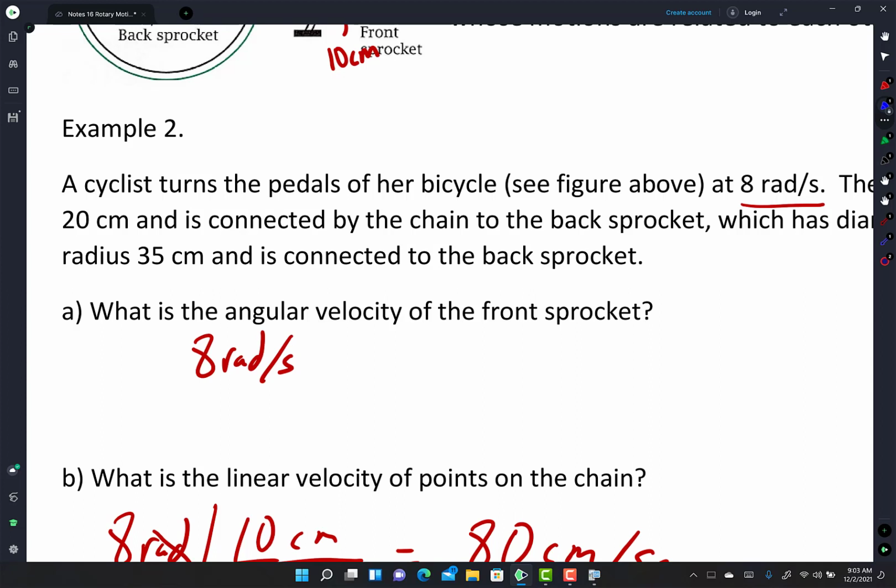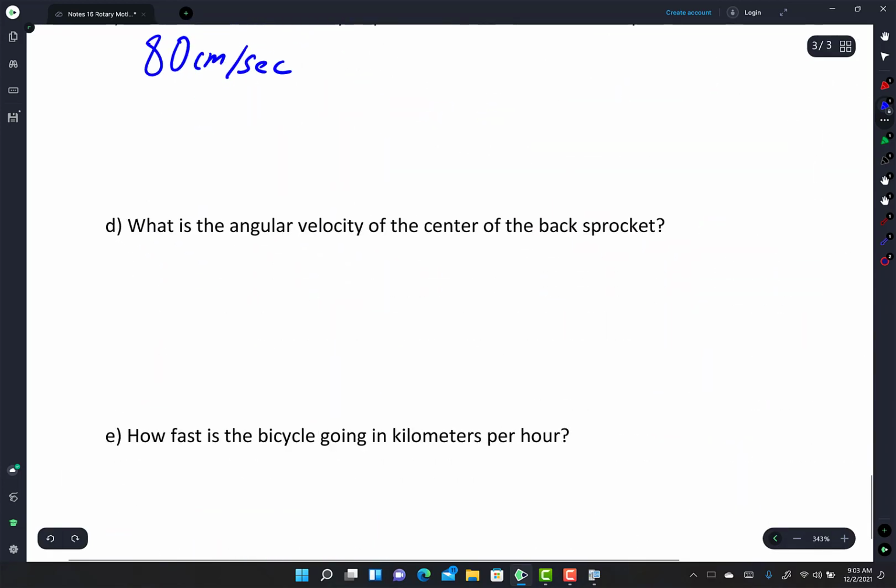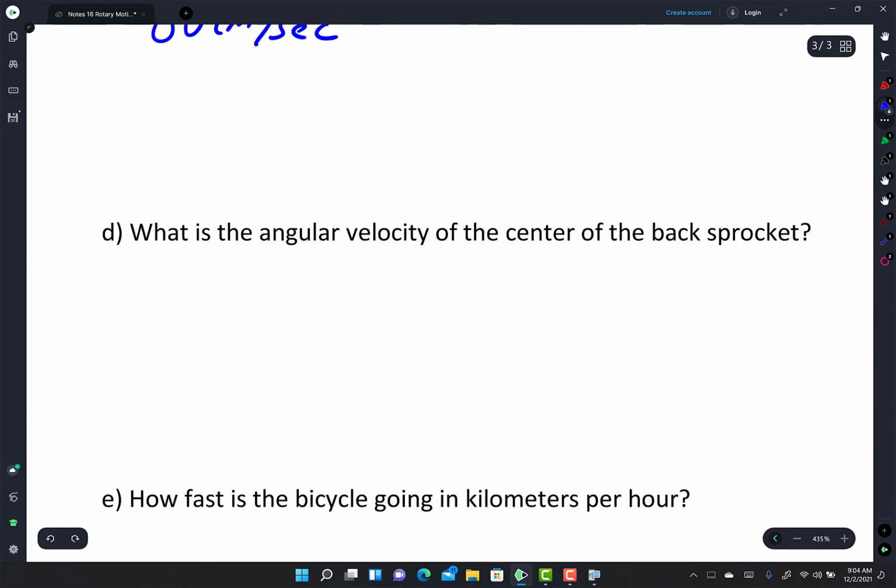Yes, well, it could also be a belt or something, but we'll get to that in the next session. All right, here we go. So here's your question, Ms. Abdul Karim. What is the angular velocity of the center of the back sprocket?